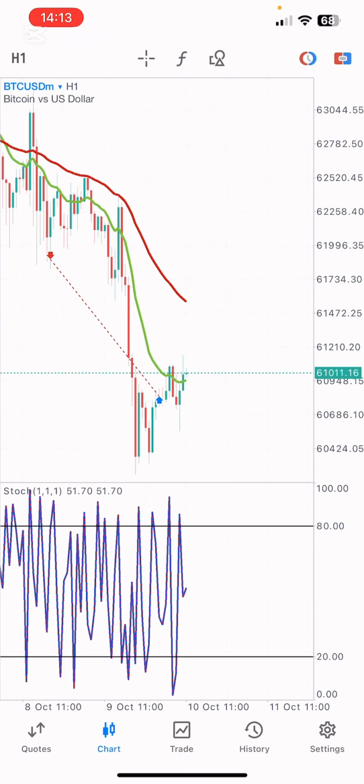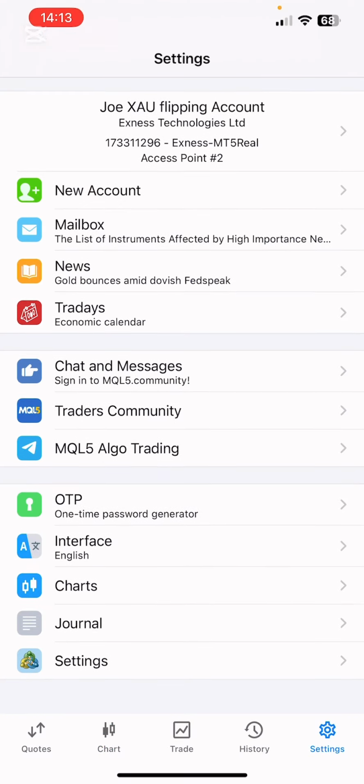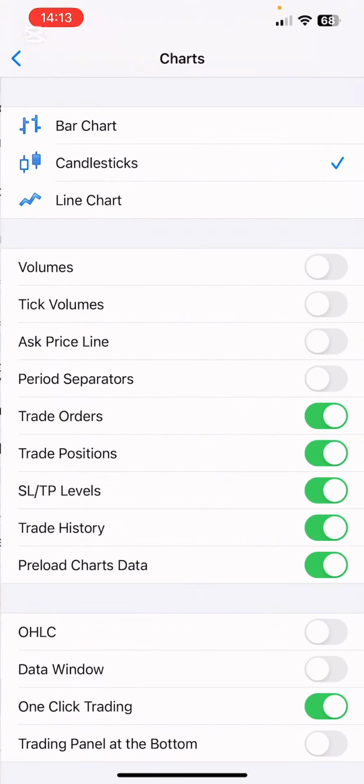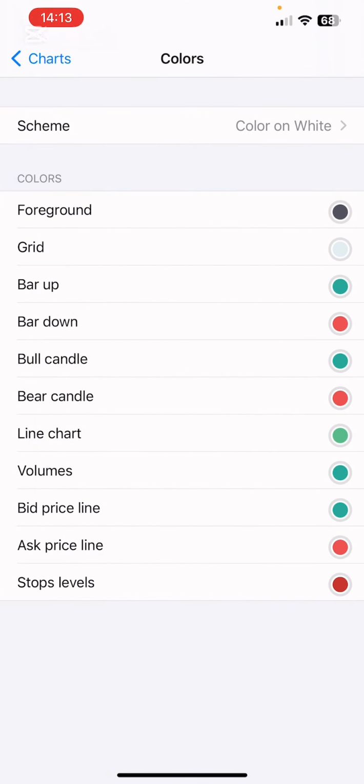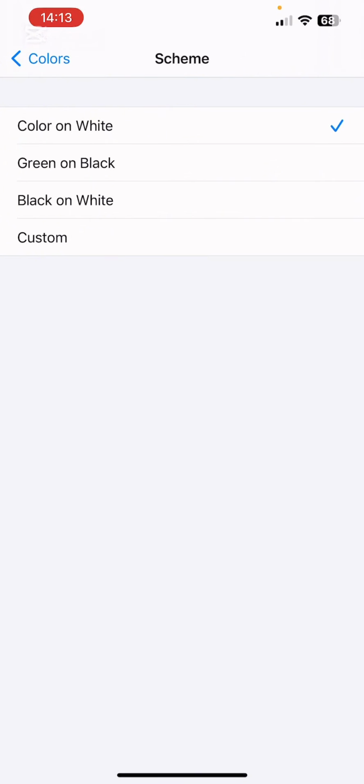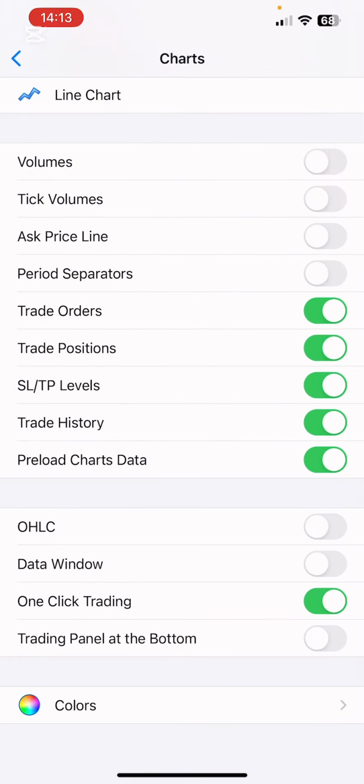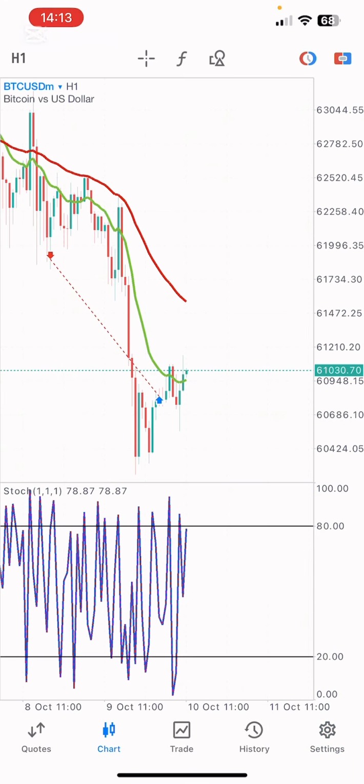Someone also asked how you can change your background. When you come to settings, you come to colors. This is where you can change the background. You see foreground, grid, candle up and so on. You can select black on white, green on black, color on white, or custom. That is where you change this. These are all questions that have been asked, so that's why I'm responding to them.